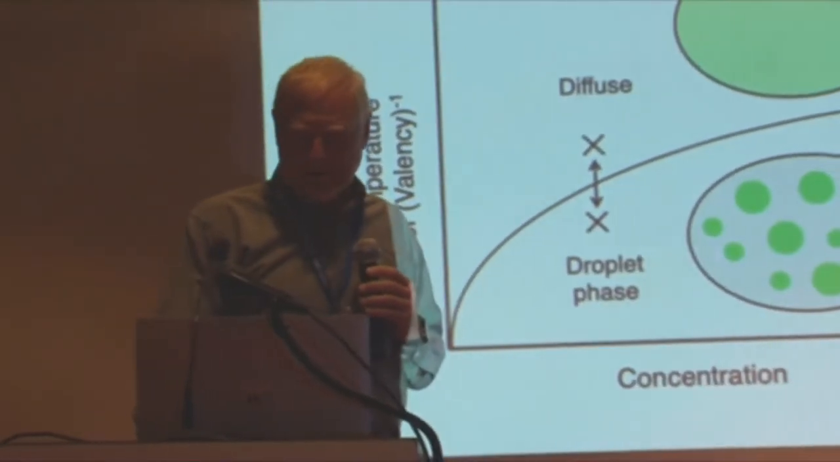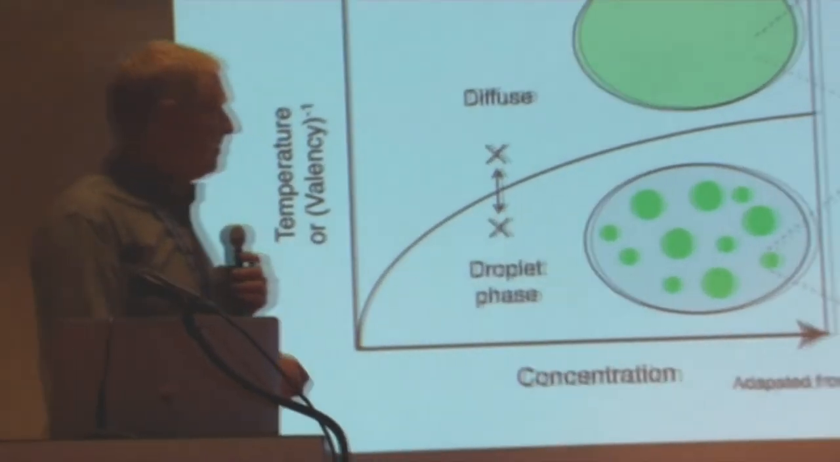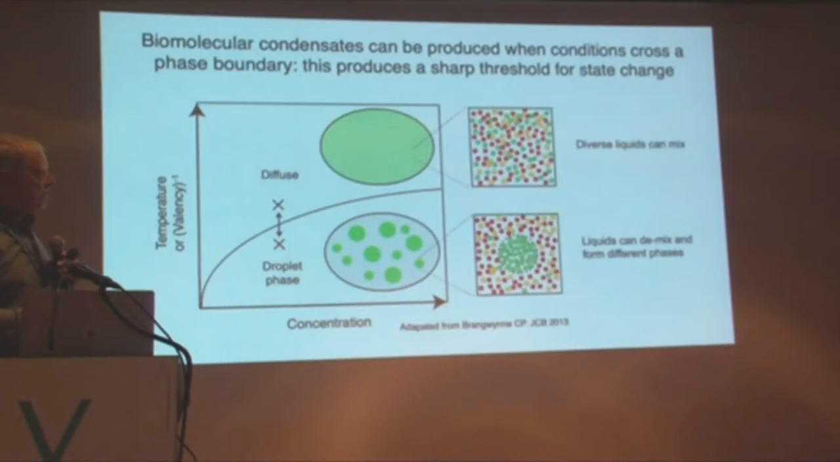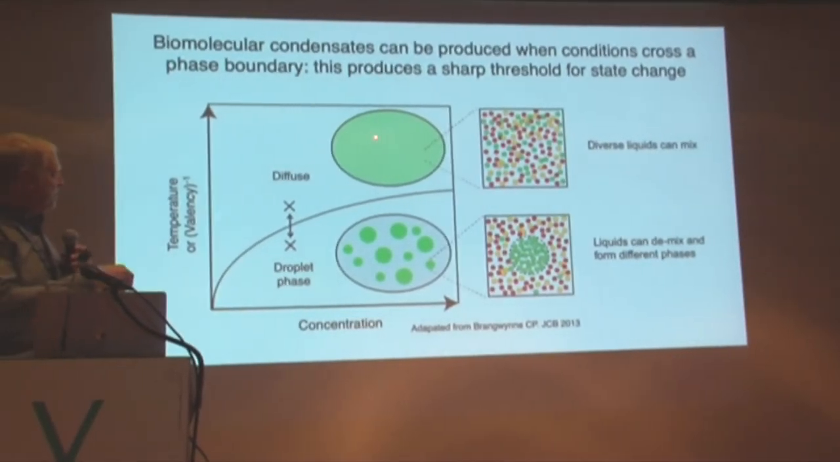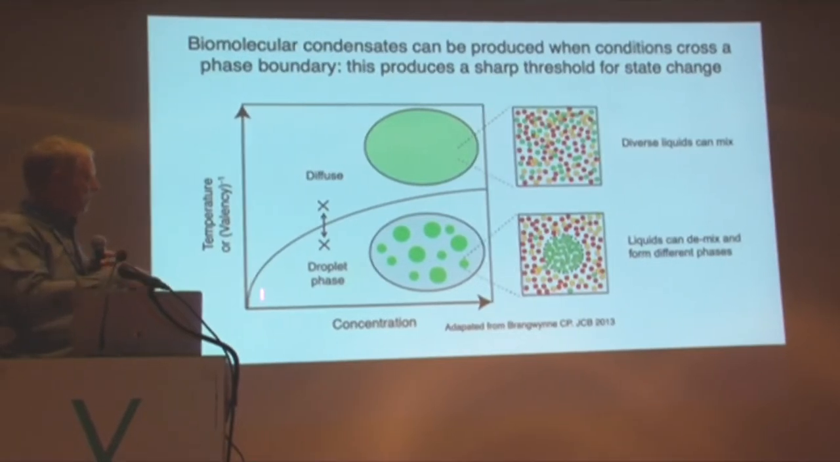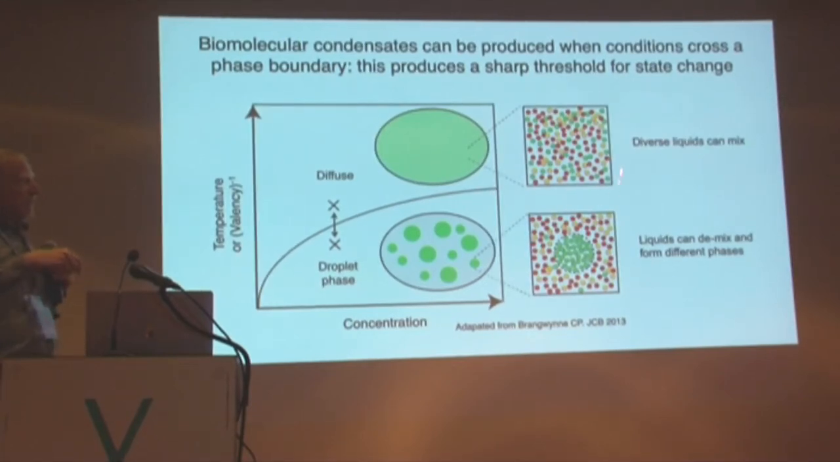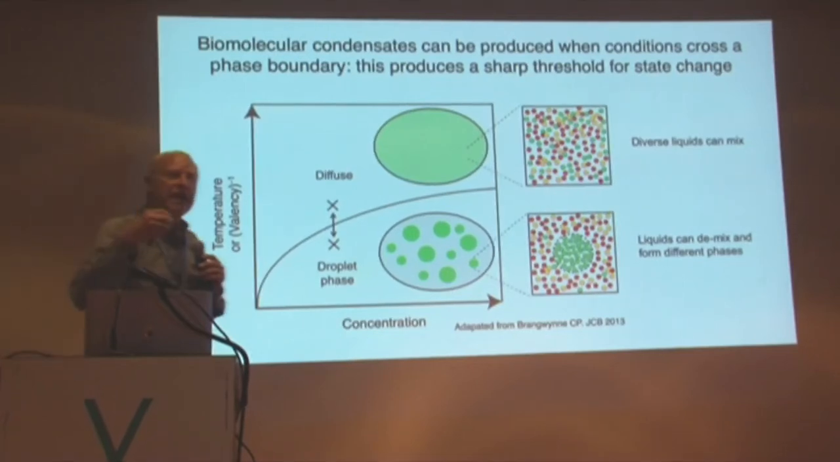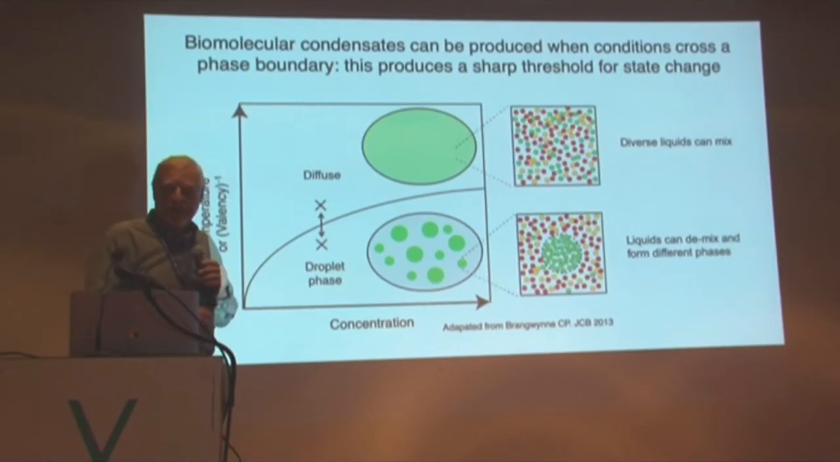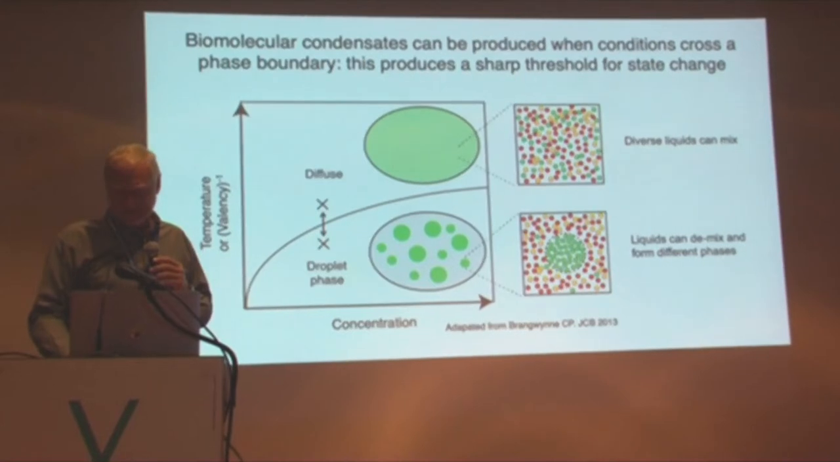So I'm going to tell you a few things that you already know, just to remind you of some of these properties of liquid. So you can have a diffuse phase and a droplet phase. You can cross a boundary. We can create a phase diagram that gives us that boundary. And this is just to remind you that diverse liquids can mix, and they can demix. And when they demix, they can form different phases.